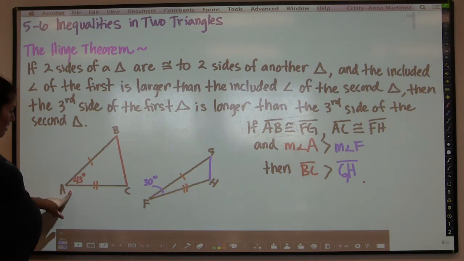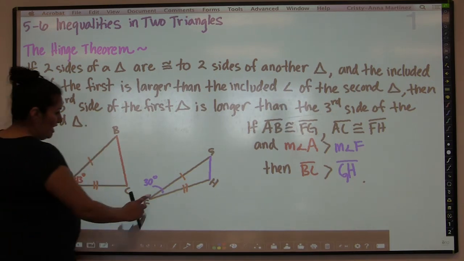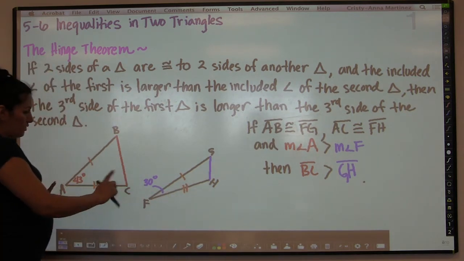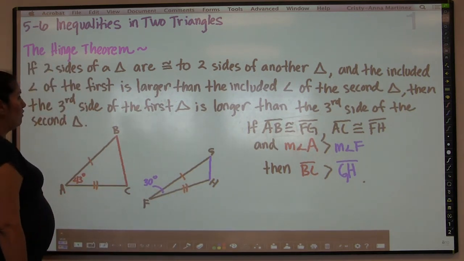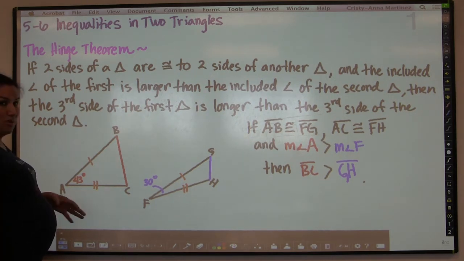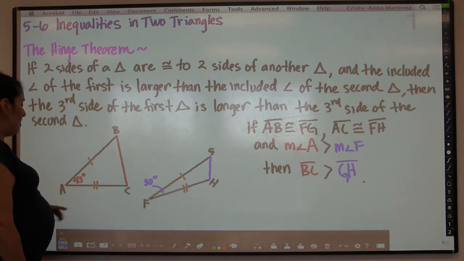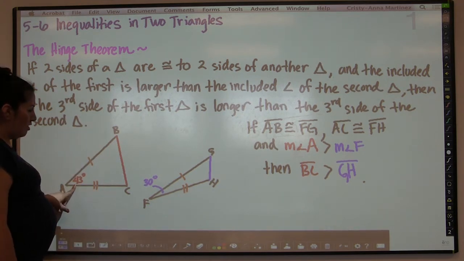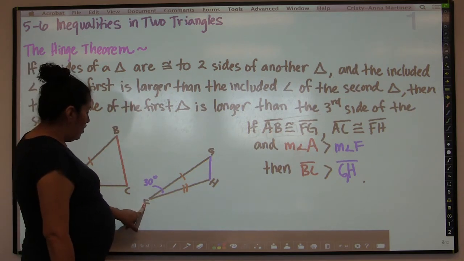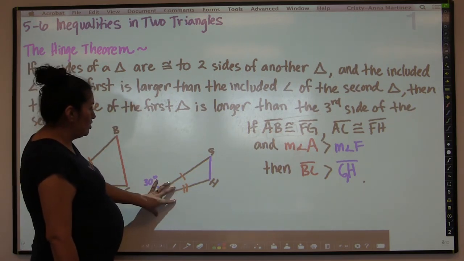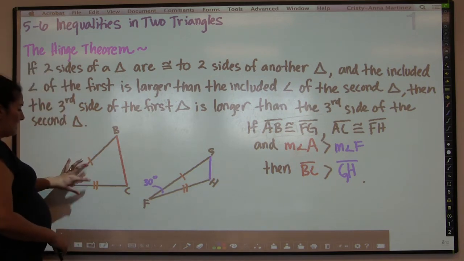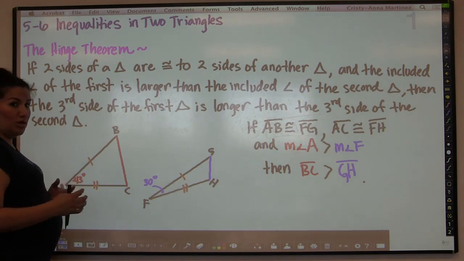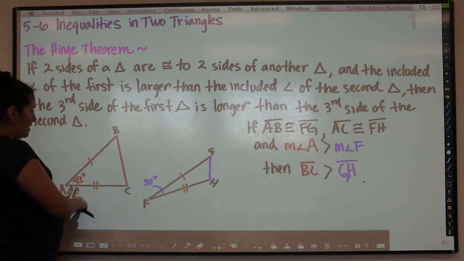So we know in the diagram that AB is congruent to FG, and we know that AC is congruent to FH. So two of the sides of the respective triangles are congruent. Furthermore, the included angle, and we did that before with side angle side. Included angle means the angle in between the two sides. So angle A, 43 degrees, is the angle that is included here, and angle F, which is this 30-degree angle, is the angle that is included in this triangle. So not only do the sides have to be congruent, two of the sides, the angle that is included doesn't have to be congruent, but has to be larger. So 43 is larger than 30.